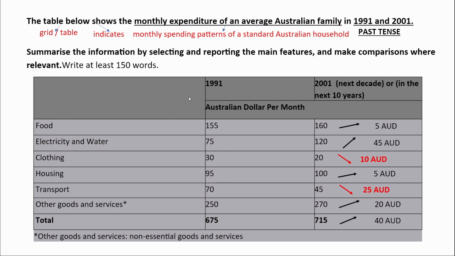Okay, so let's start. Now we have the graph here, the table, and the explanation here. The table below shows the monthly expenditure of an average Australian family in 1991 and 2001. And here's the table when we look. Let's go over it quickly. So the food increased, electricity and water increased, housing increased, other goods and services increased, and in total there's an increase. And there's a decrease for clothing and the transport. Now, so we see 4 items increased, and 2 decreased, and overall there's an increase again.